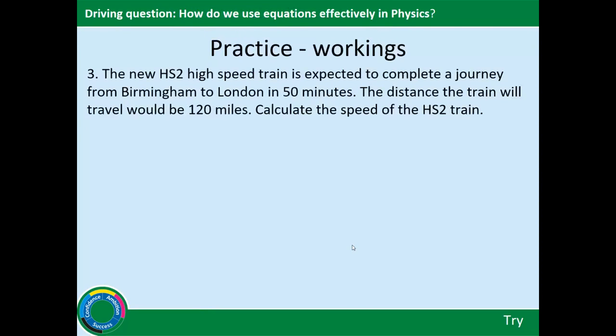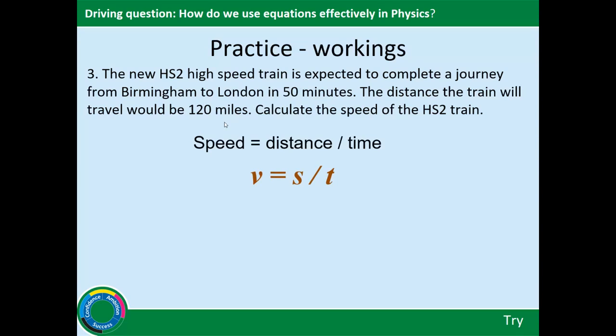Final question is, the new HS2 high-speed train is expected to complete a journey from Birmingham to London in 50 minutes. The distance the train will travel would be 120 miles. Calculate the speed of the HS2 train. So we know we're calculating the speed, we're given time 50 minutes, we're given distance 120 miles. We write our equation, we arrange it.